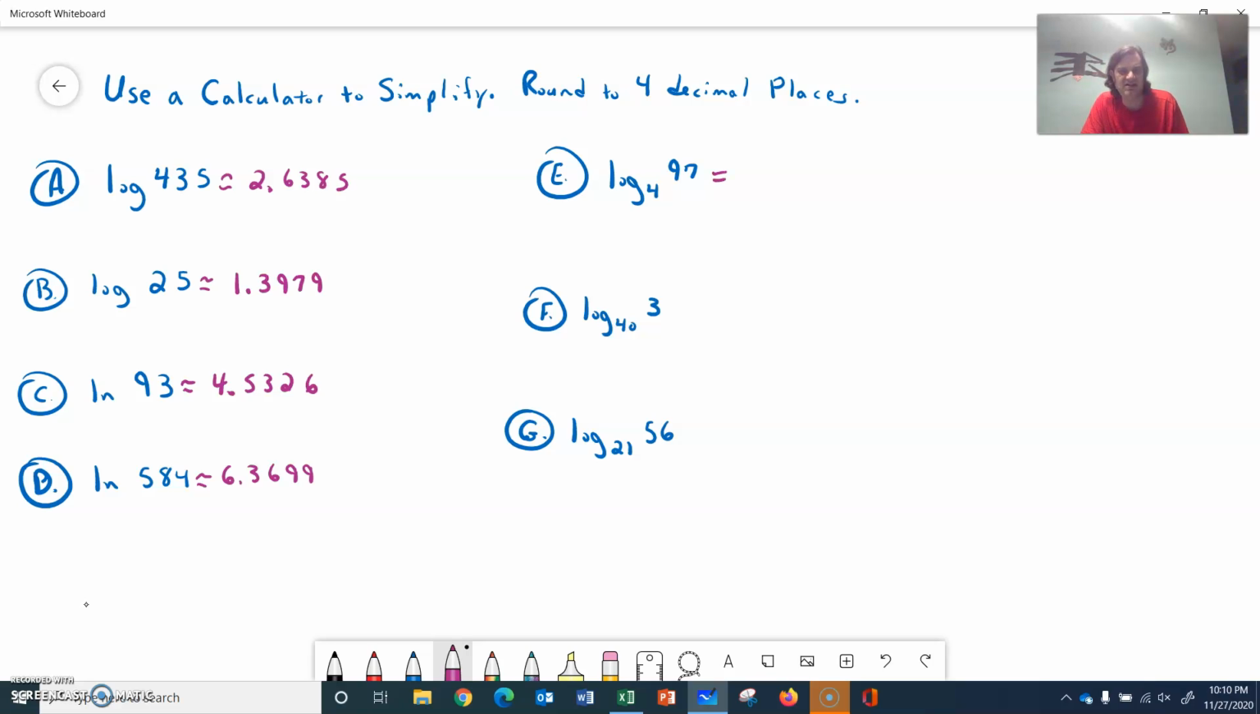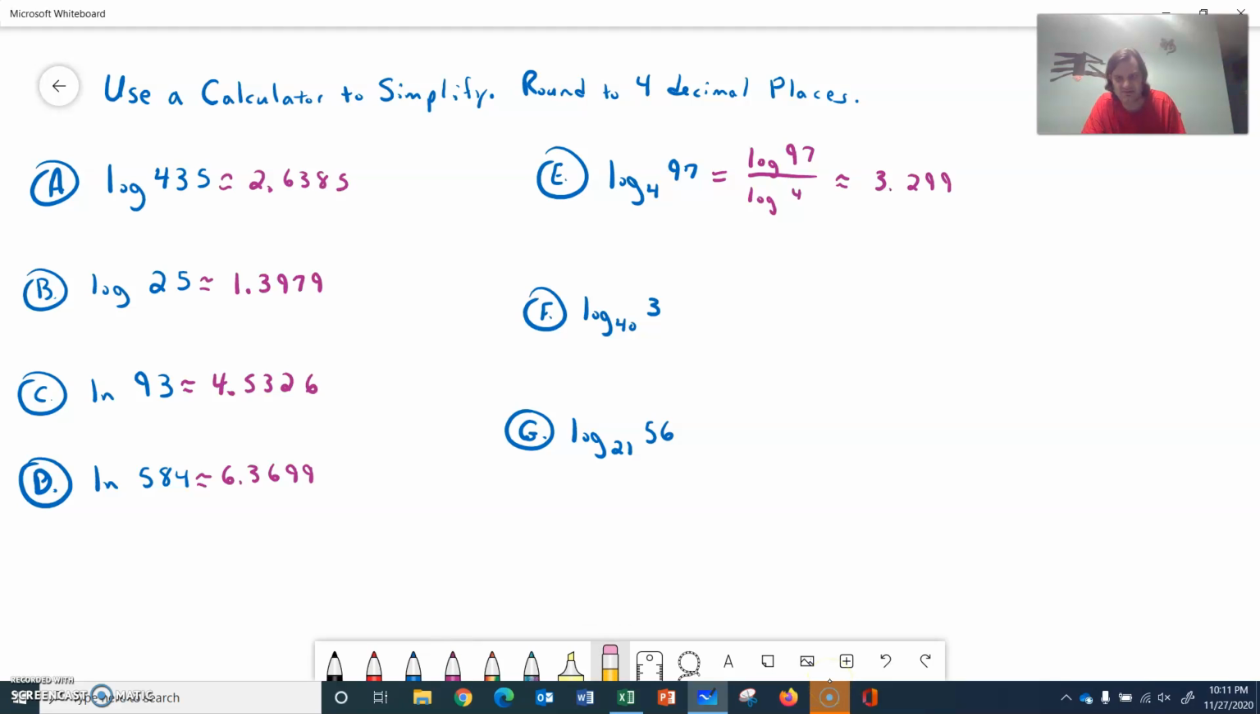So E is log base 4 of 97. If your calculator won't do base 4, you can use the change of base formula, which is the log of 97 over the log of 4. And let's see what that gives me in the calculator. So pay close attention to what you're doing, because you can mess it up pretty easy. I get about 3.299. Well, I'm going to have to round that up to 3.3 based off all those 9s.